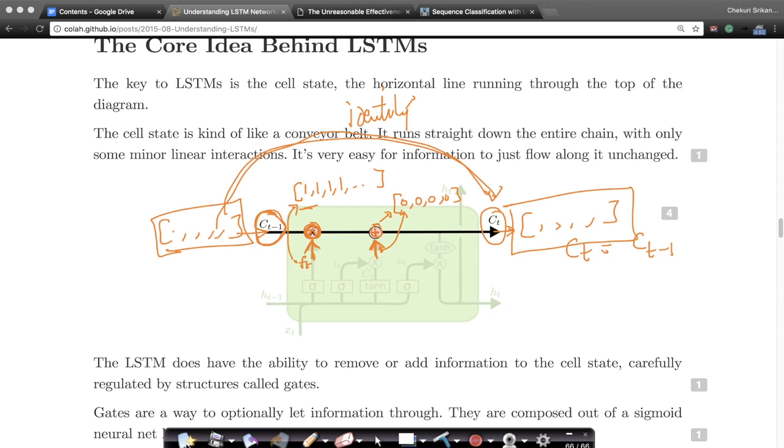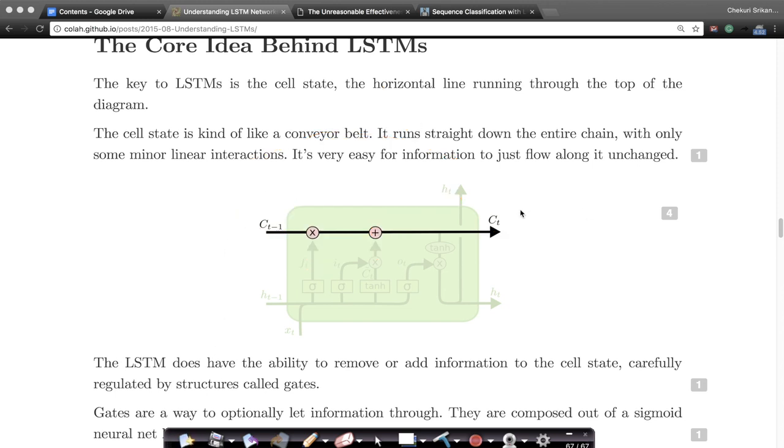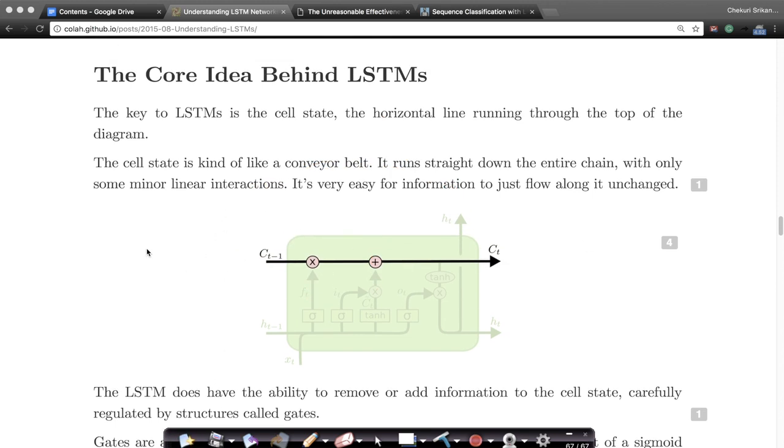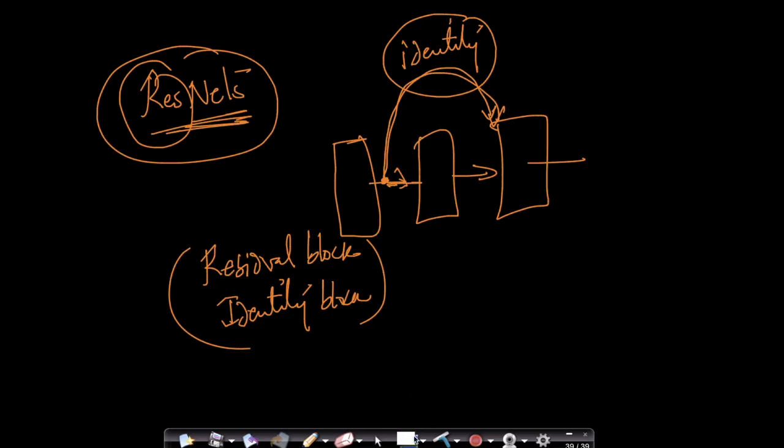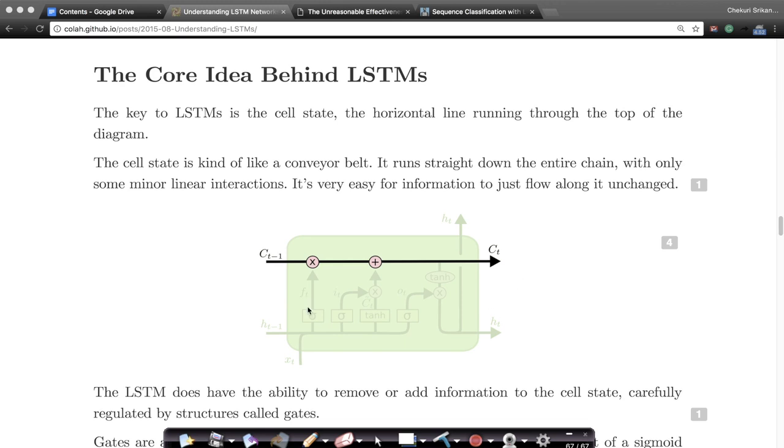It's like a common theme, having an identity mapping. If you were ever to design your own networks, identity mapping is something that has been used already twice, here and also in ResNets. Okay, back to our topic, back to our discussion here.